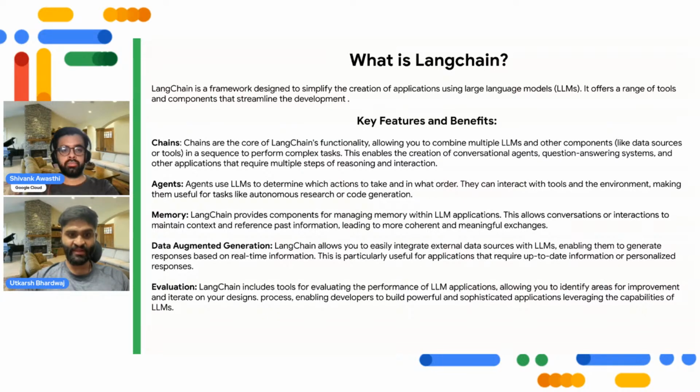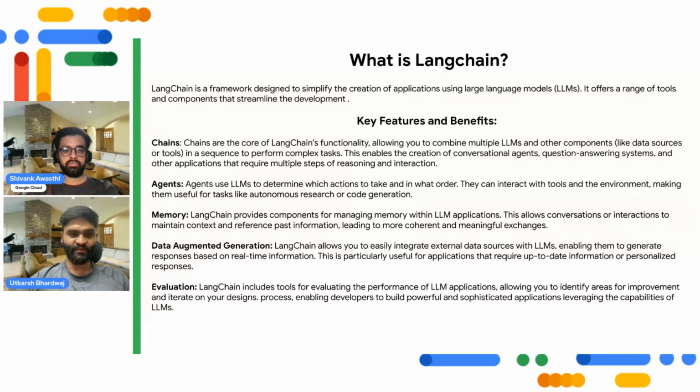Third is memory. LangChain provides components for managing memory in LLM applications. This allows conversations or interactions to maintain context and reference past information, leading to more coherent and meaningful exchanges. Fourth is data augmented generation. LangChain also allows you to easily integrate external data sources with LLMs, enabling them to generate responses based on real-time information. This is particularly useful for applications that require up to date information or personalized responses.